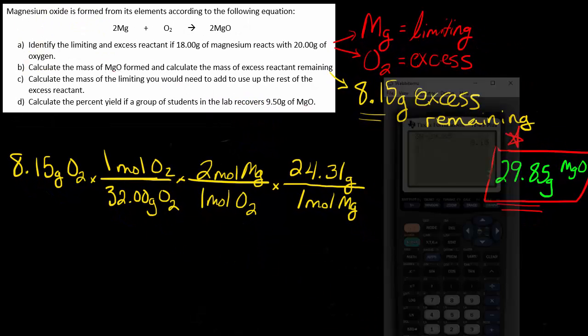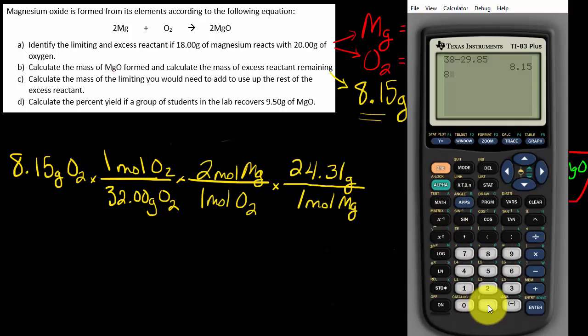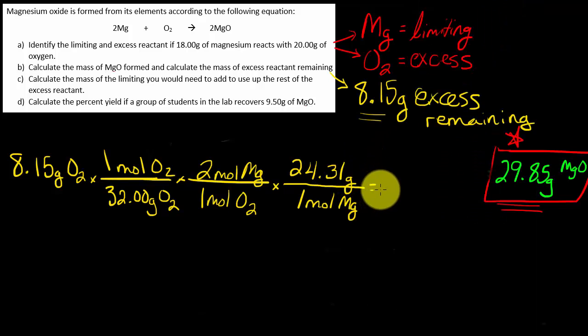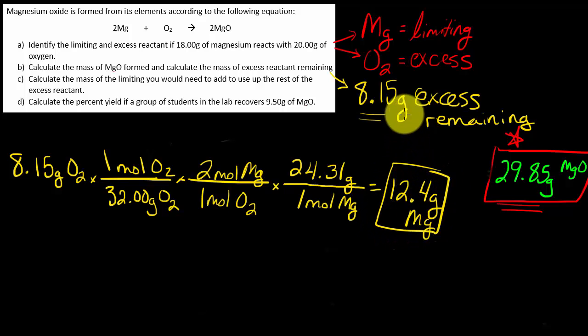So we'll grab our calculator here and we'll do 8.15 times 2 times 24.31 divided by 32. Round it to the correct number of significant figures, which in this case we started with 3, so we should round our answer to 3. We would round this to 12.4. So we will need approximately 12.4 grams of magnesium to react with the remaining amount of oxygen, 8.15 grams of oxygen.